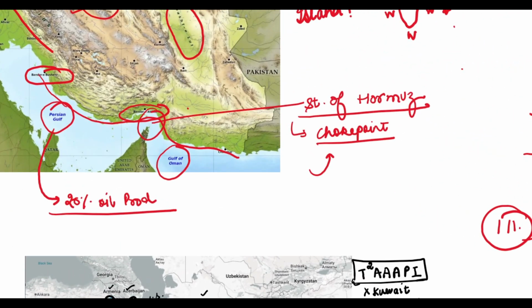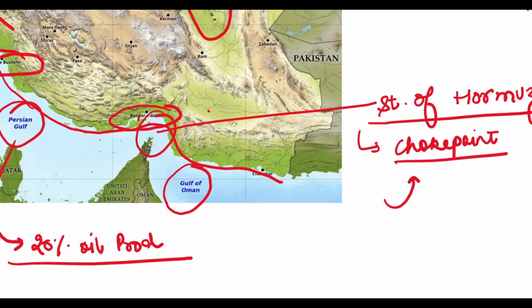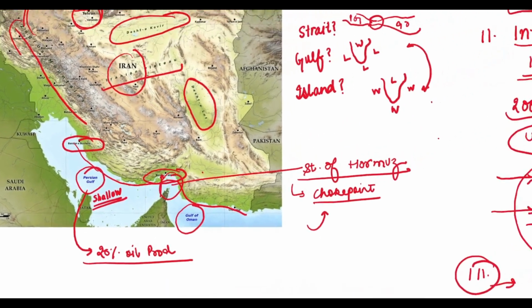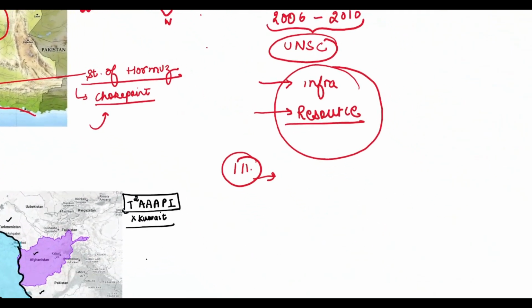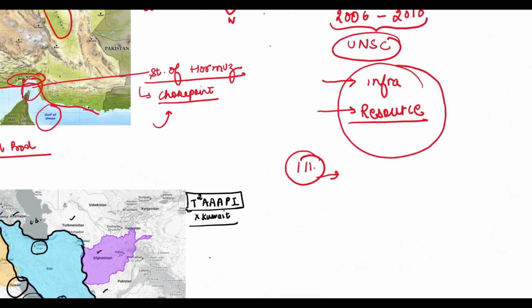So, the third point is why Iran has been successful in controlling the Persian Gulf and the Strait of Hormuz. First, the width of the Strait of Hormuz is very small. Second, the Persian Gulf is a shallow gulf. So, a very important point to note, it is not a deep gulf. This becomes one of the reasons why Iran has been able to control the water bodies around it.